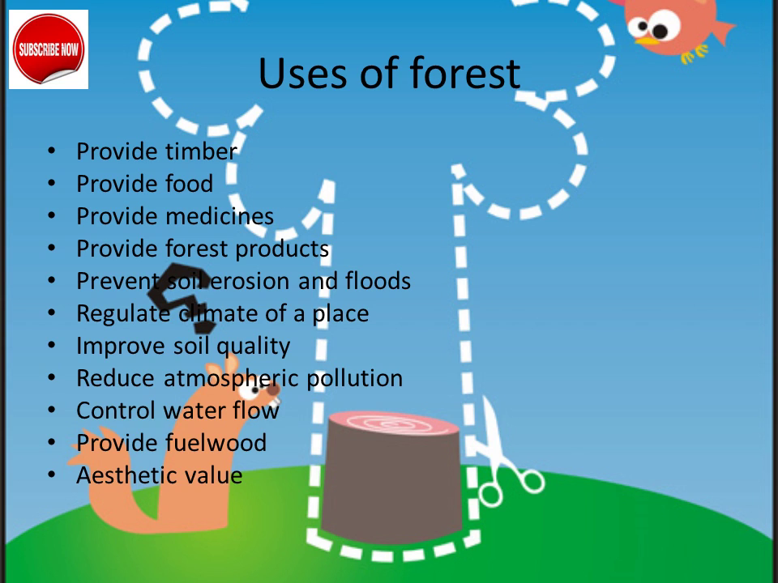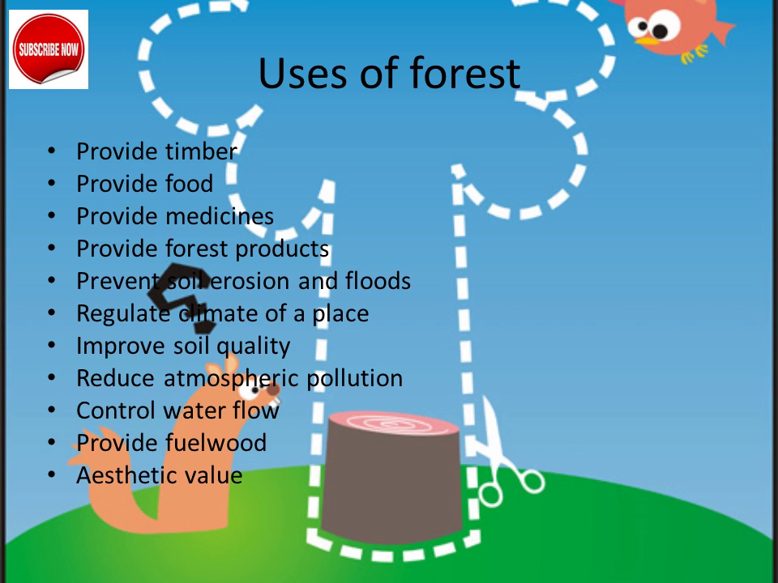It also helps in the prevention of soil erosion and floods. Roots of trees bind the soil particles together and prevent the soil from being washed or blown away, and trees help in preventing floods. They also help in regulating the climate of a place. Forests increase the water vapor in the atmosphere by transpiration, and the increase in water vapor content helps in keeping the air cool and inducing rain.